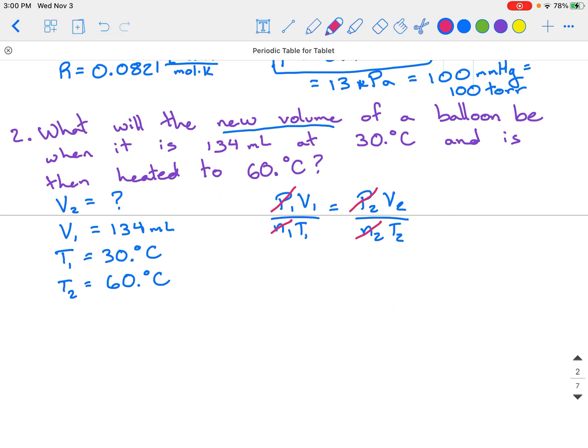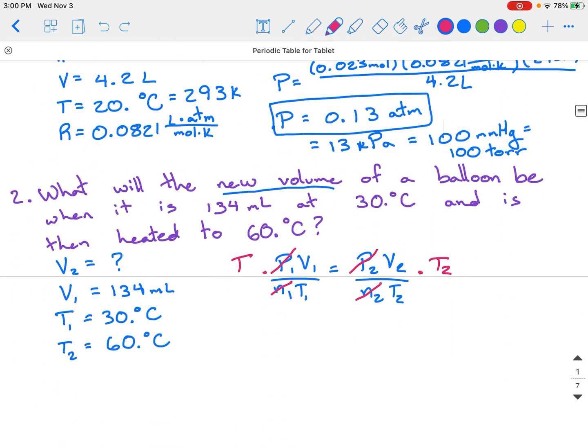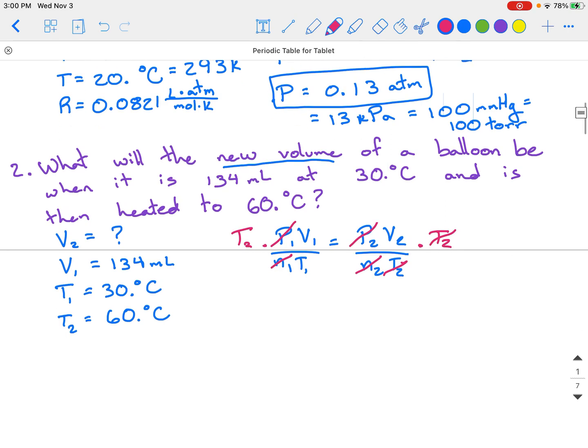So we'll want to rearrange for V2. To do so, we're going to multiply by our T2 on both sides to cancel out our T2 and leave us just with V2. So this gives us an equation of V2 equals T2 V1 over T1.